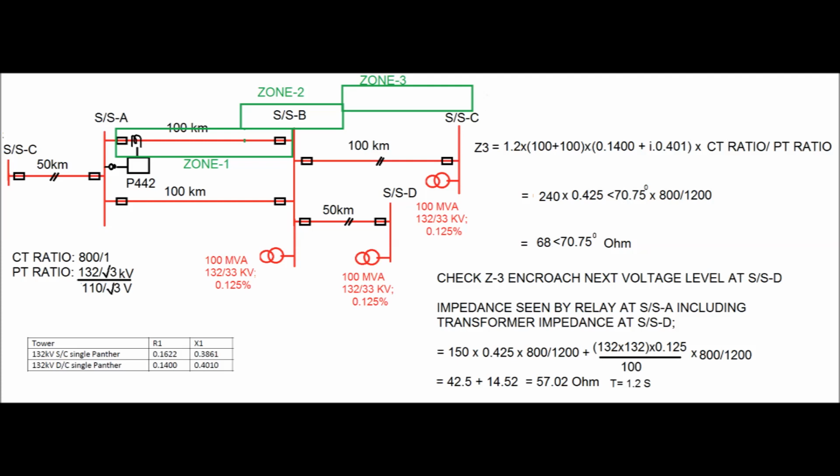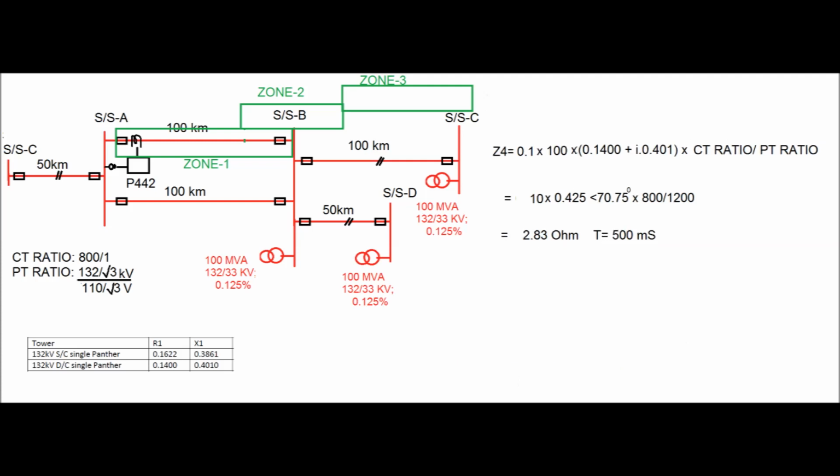So we can see zone 3 encroaches the next voltage level at substation D. That is why the time can be set as 1.2 to 1.5 second, so that any fault on the 33 kV side at substation D should not operate at zone 3 at substation A end.